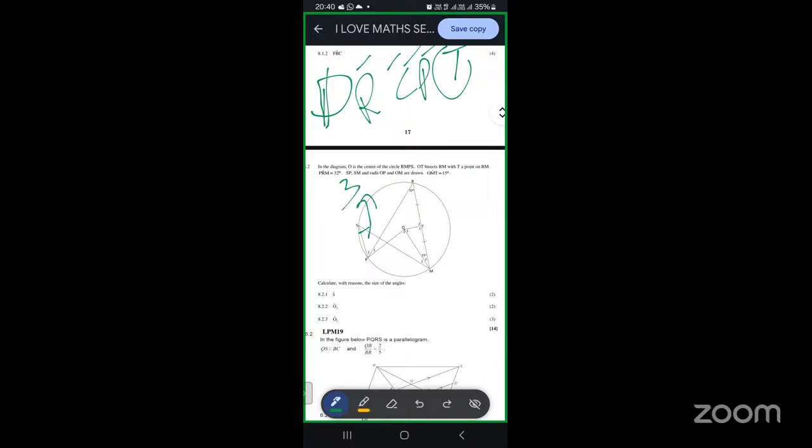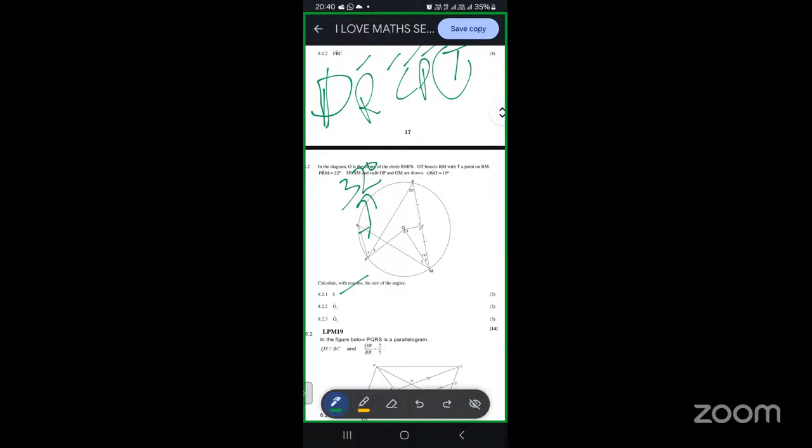Now, I'd love to hear some reasoning behind that statement. Angles in the same segment. Oh, yes, lovely, 100% correct. I love that. That's correct. And then let's go to the next one.